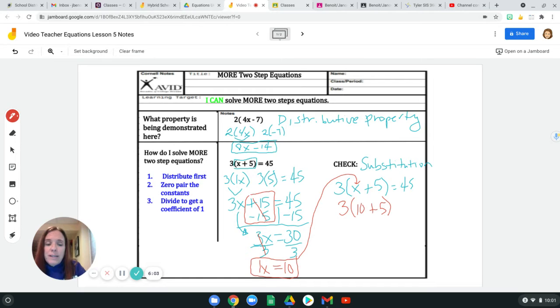PEMDAS tells me to do parentheses first. So the 3 just hangs out, and 10 plus 5 is 15. Now I need to do 3 times 15. I might have to do some side math. 5 times 3 is 15, carry the 1. 3 times 1 is 3, plus 1 is 4. Left side is 45. Right side is 45. So our solution was correct. 1x equals 10.